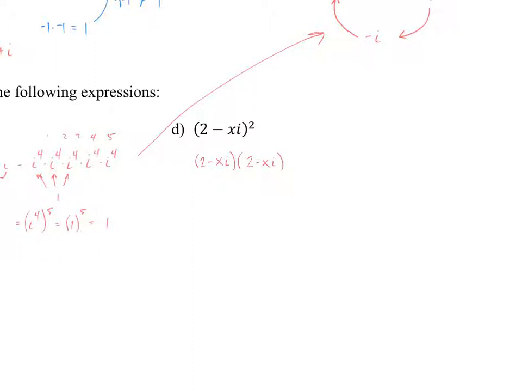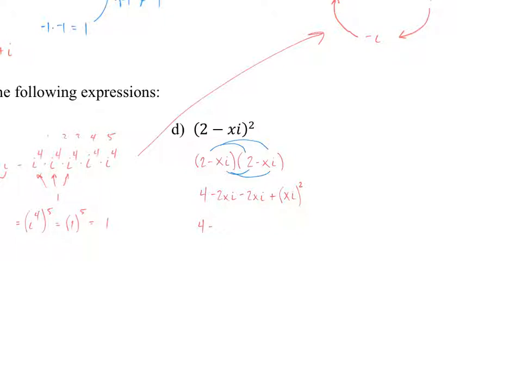And when I do this, I know that I'm foiling. So I'm going to have 2 times 2, which is 4. I'm going to have 2 times negative xi, which is negative 2xi. I'm going to have that again. And then negative xi times negative xi is positive, because a negative times a negative is a positive. xi quantity squared, right? I have xi times itself.